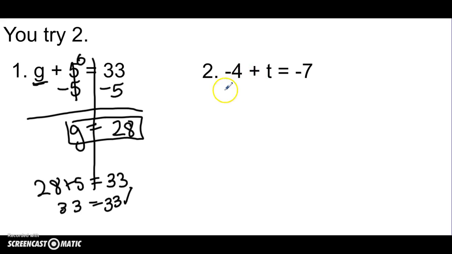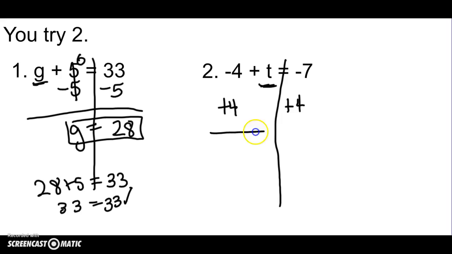On number 2, we are going to be using the addition property of equality. In order to get the variable all by itself, I'm going to first add 4 to the left side, and then because I'm following the golden rule of math, I'm also going to add 4 onto the right. My 4's will cancel out here, leaving me with just t. And then my right-hand side, I'll have negative 3.